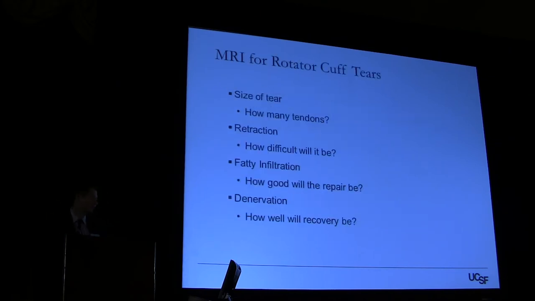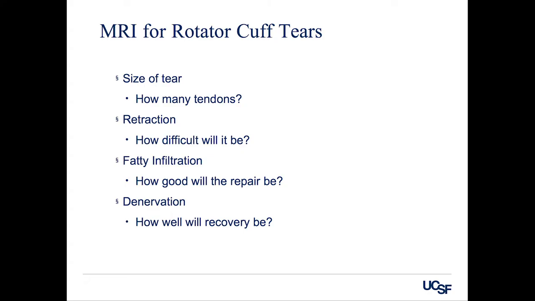Okay. When you do an MRI and it shows a rotator cuff tear, a lot of times it can tell us how many tendons are involved. There's four rotator cuff tendons. Sometimes it's one out of the four. Sometimes it's three out of the four. If there's any retraction, so how far back the tendon has retracted. If there's any fat involvement. And then also if there's any denervation. So sometimes you can see that as a sign of a chronic rotator cuff injury.